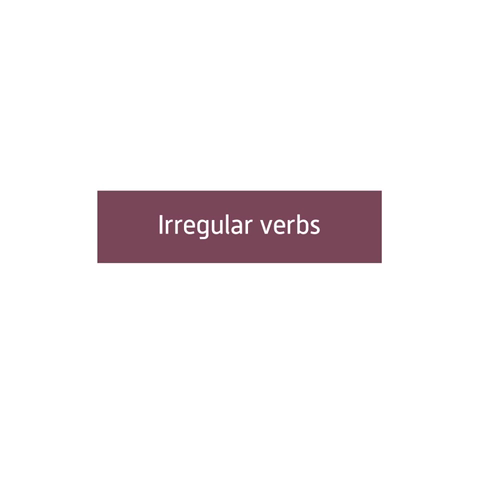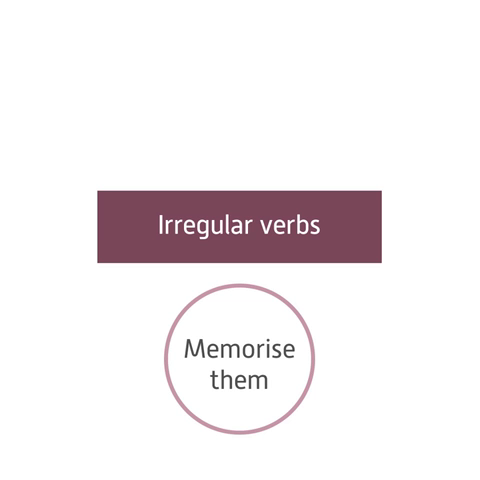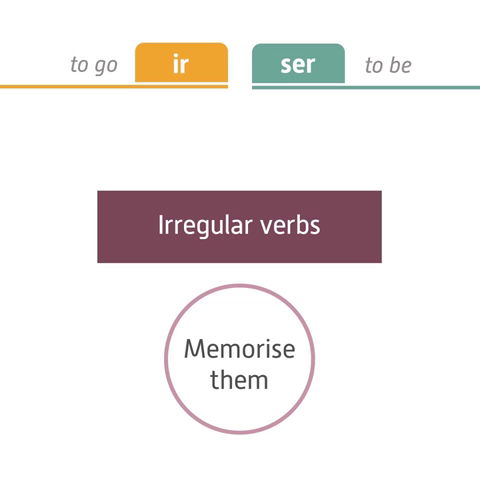Unfortunately, however, there are some irregular verbs. These are verbs which do not follow the usual format. You'll need to memorize them separately. We can't give you every example of an irregular verb, but we can certainly start you off with some of the most common ones. Let's begin with ir, meaning to go, and ser, meaning to be.